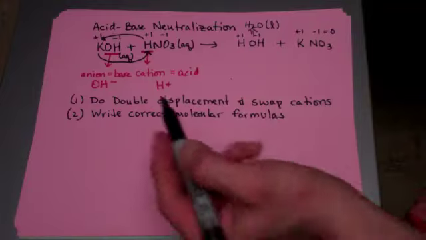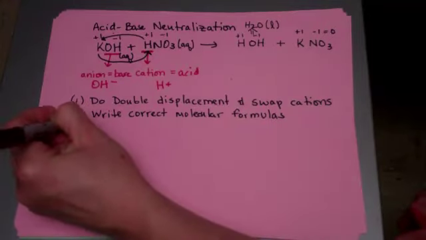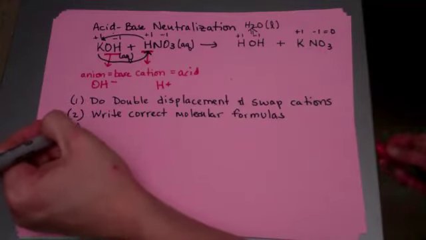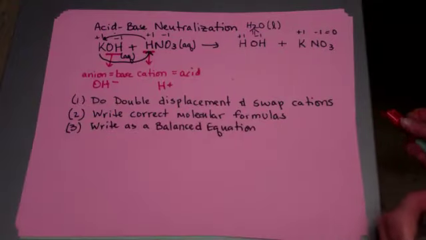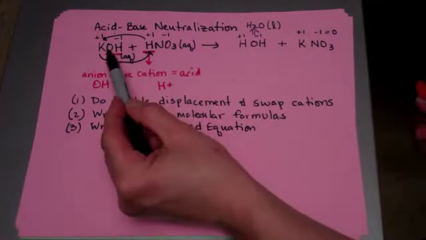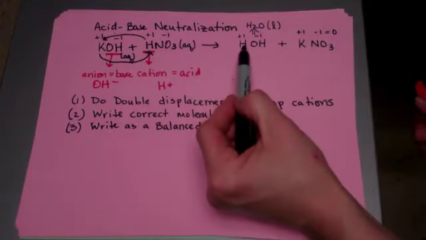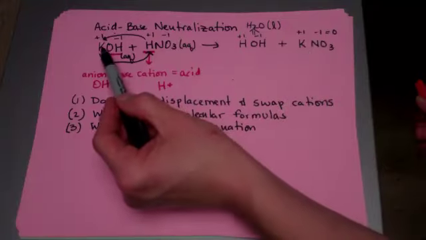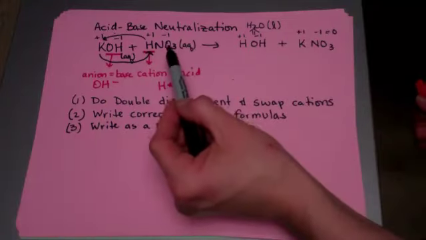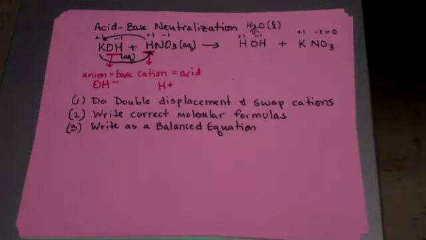Once we've written our correct molecular formulas, we've got to make sure that the equation is balanced. And this one was very easy because it is already balanced. We've got one OH, one OH, one H, one H, one potassium, one nitrate, one nitrate. So we are set there too. So we've written our balanced equation.